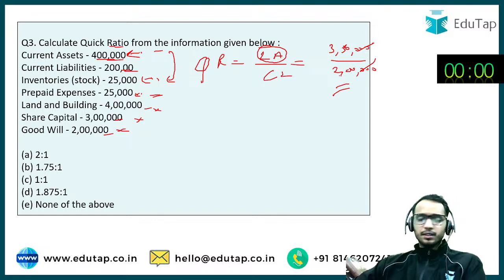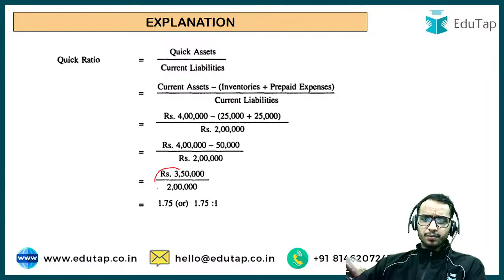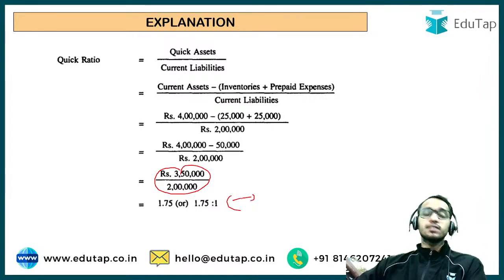It is very easy. So let me check the chat section. First of all, I have given you the whole formula, whole calculation. You just have to divide this. 350 divided by the 200. That becomes your 1.75:1.